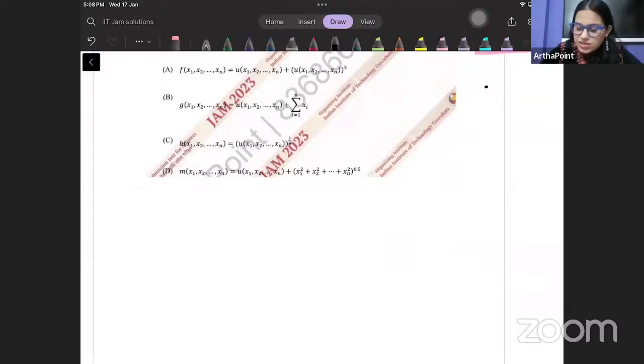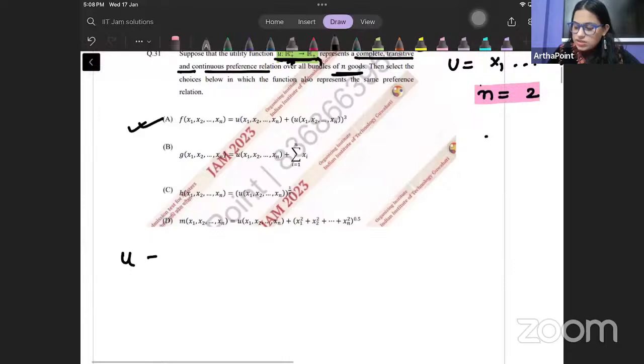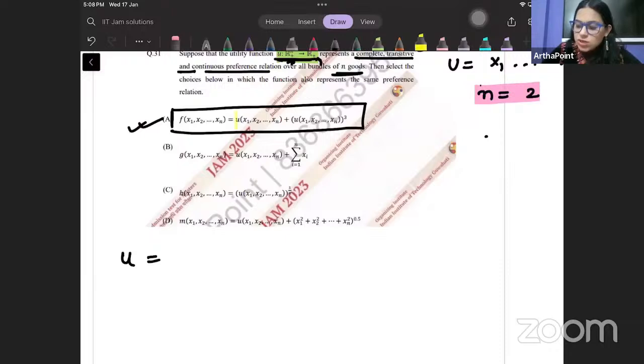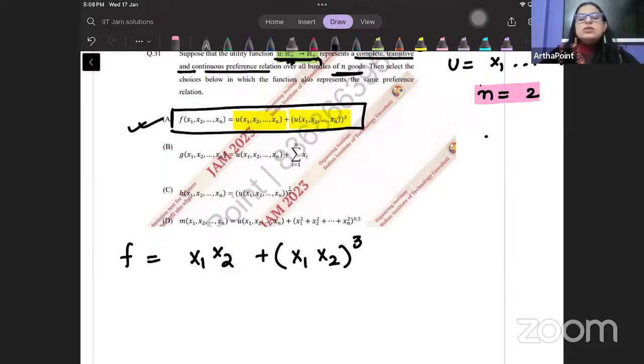Look into the first aspect, beta. If I write according to the first function, it says the utility function plus the cube of the utility function. My utility function is x1 x2. I will write this as f(x1, x2), plus I am doing the cube of x1 x2. So (x1 x2)^3. This is how you can write this utility function. That is your first part.